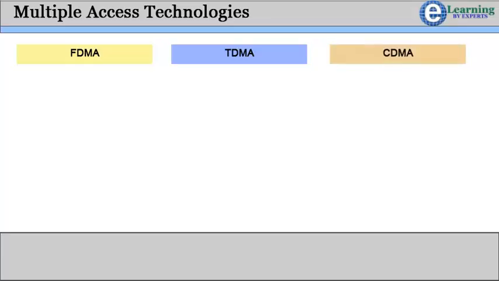1. Frequency Division Multiple Access, FDMA. 2. Time Division Multiple Access, TDMA. 3. Code Division Multiple Access, CDMA.